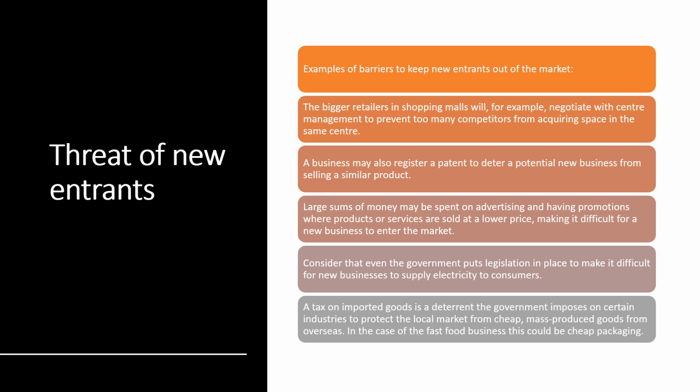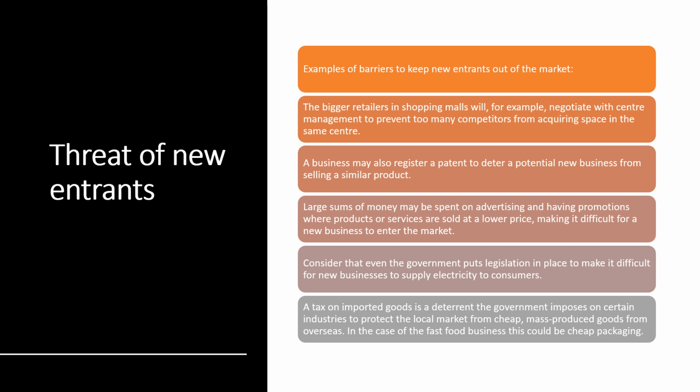And I've given some examples here. For example, the bigger retailers and shopping malls will negotiate with the center management to prevent too many competitors from acquiring space in the same center. So maybe Pick n Pay gets a sole license that they'll be the only big supermarket that's allowed to operate at that mall. That's one barrier to entry.